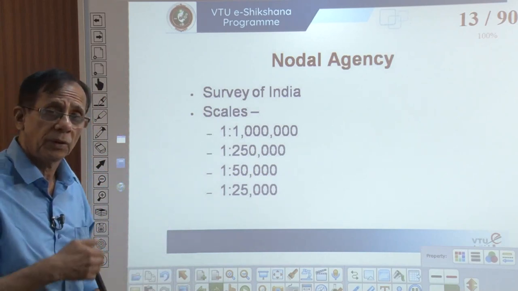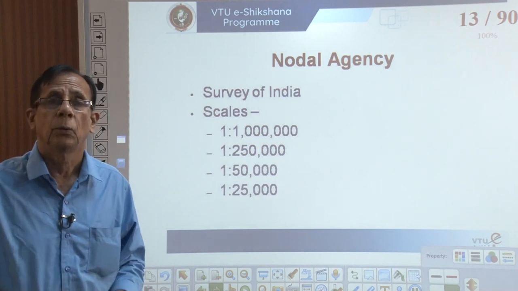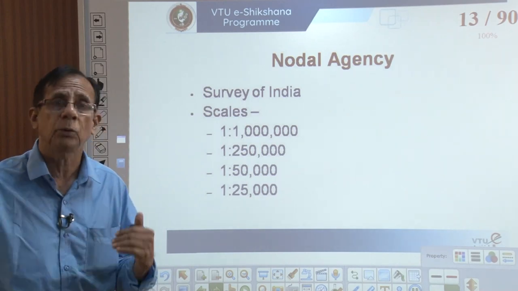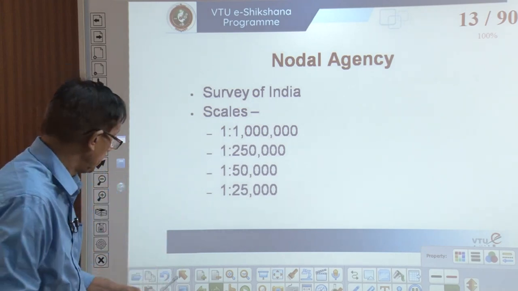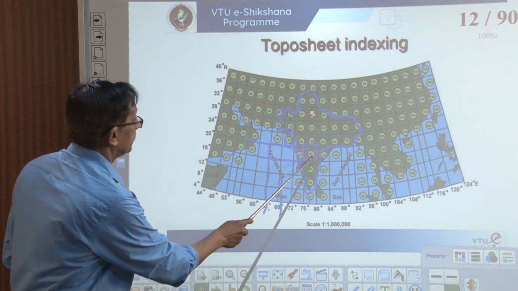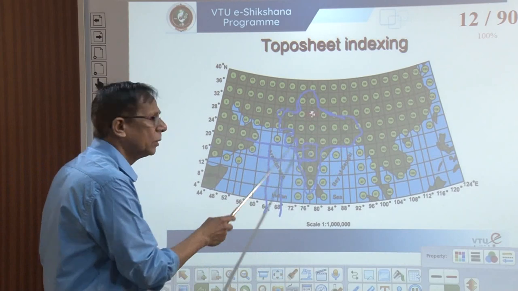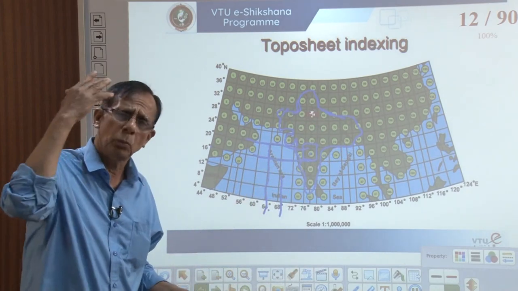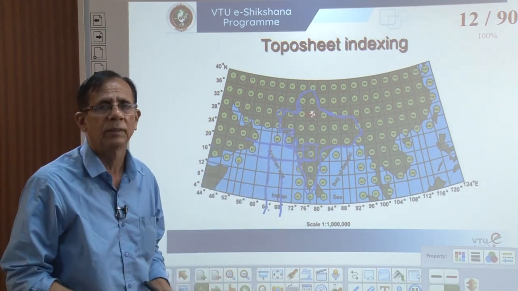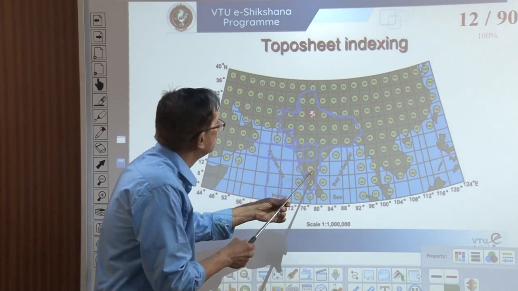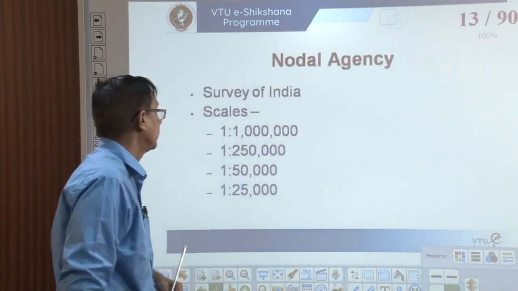The nodal agency for India is the Survey of India. They supply the topo sheets. When I want to buy a topo sheet, I must be able to tell them the number, so it is easy for them to search. Otherwise, with hundreds or thousands of topo sheets with them, how would they sort them out? Therefore, if I mention this number, they immediately go to that sheet.